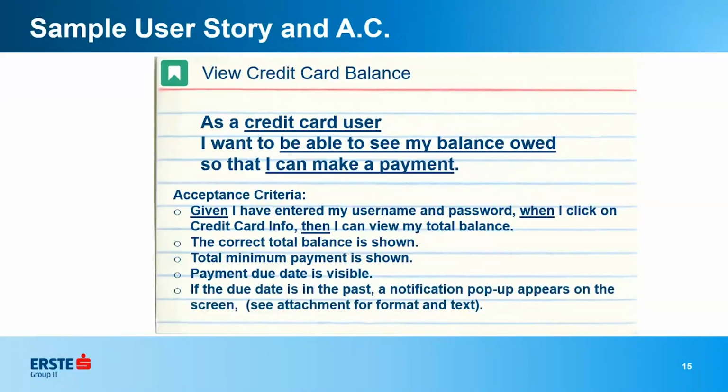And if the due date is in the past, a notification pop-up appears on the screen. This is a good example of how you don't need to get into the details of how it looks. You can just say, see the attachment for the format of the pop-up window and what text needs to be there. That way it's in the acceptance criteria, but you don't have to get into all the particulars that need to show up on that window in this space.